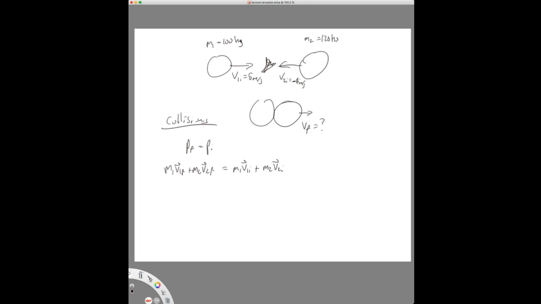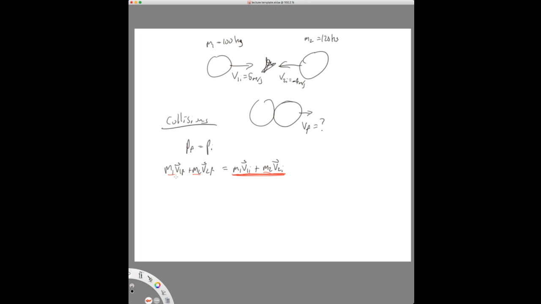Okay, so let's consider what we know. This is always a good thing to do when we want to solve a problem. What we know is mass 1 and mass 2, which are given, and we know V1 initial and V2 initial. So we know everything on the initial side, and we're trying to make a prediction about the future. What will the final two velocities be?